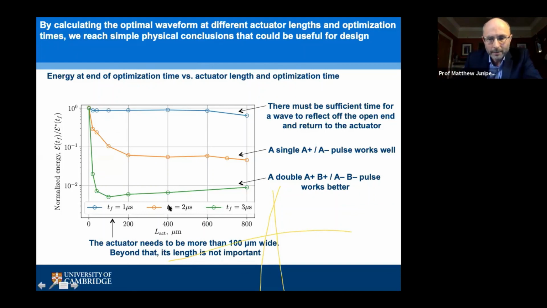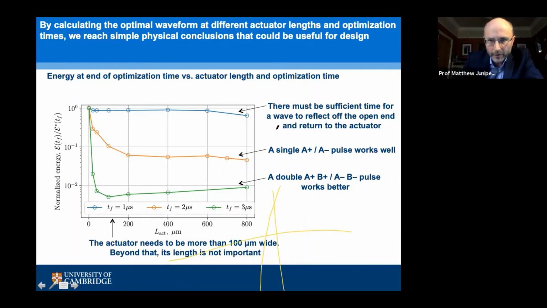So the best thing is not to create the wave in the first place. If you say 2 microseconds, I'm going to give you 2 microseconds, you get this A plus A minus pulse, and that works pretty well. It reduces the energy down to about 5% of its original value. But if you say, I'm going to let you have 3 microseconds, then it can reduce the energy to 0.5% of its original value. This is with the double AB pulse. So you found something useful there.